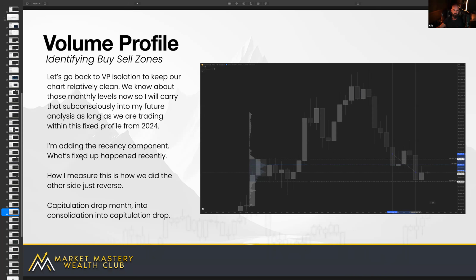I'm adding the recency component, what's fixed up and happened recently. So what I've done here is the opposite. Remember how I said I went from the thin spot, the thinner stuff where it moved quickly, up to here, and you can see it's quite thin through here too, until it got up to where they slowed down. So I'm using the two thin stuff. Well, I've done the same here. I've just gone off this point through here, failed to get back above it anyway, and then I've gone to this point down here. So it's sort of like down, down.